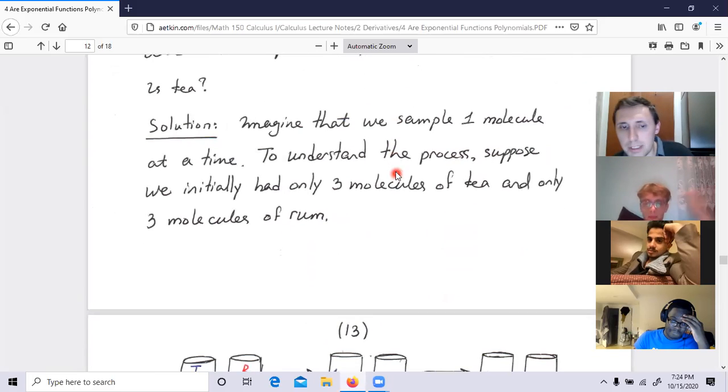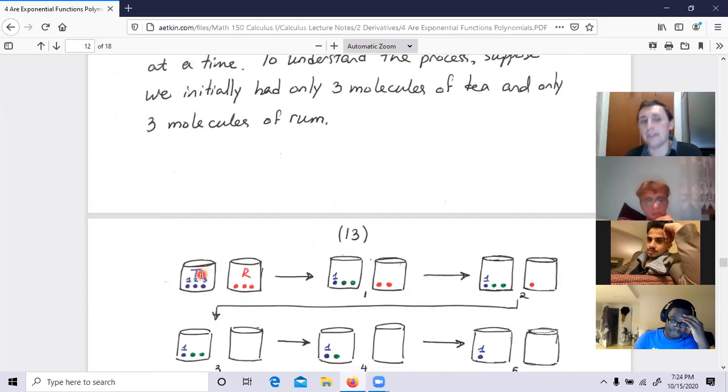For simplicity, imagine first that we only have 3 molecules of T and 3 molecules of Rom, and that when I take a sip, I sample exactly 1 molecule at a time. You understand? I remove 1 molecule at a time.